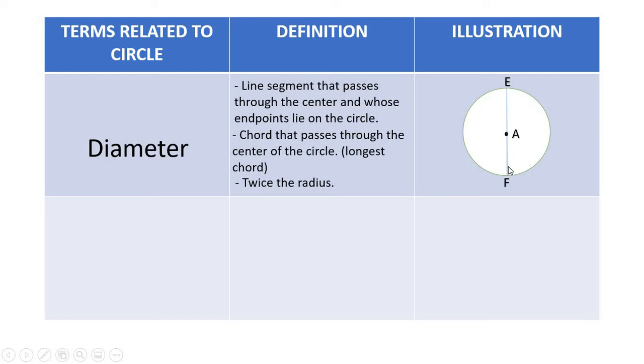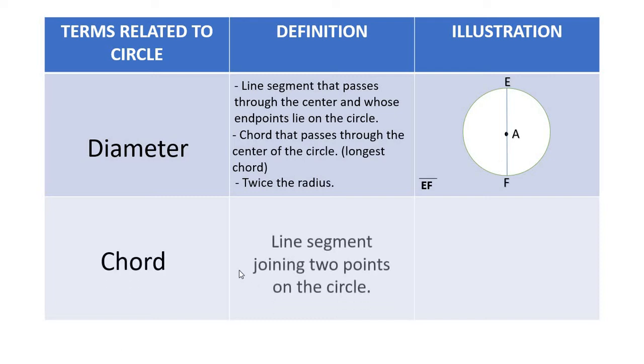It is the longest chord. Mamaya, ide-define din natin yung chord. And twice the radius. Okay? So, let's say, radius AE or line segment AE measures 2 centimeters. So, for us to get the measurement of the diameter or the line segment EF, we just have to multiply 2 centimeters by 2, which is 4 centimeters. Okay? So, line segment EF is an example of a diameter.